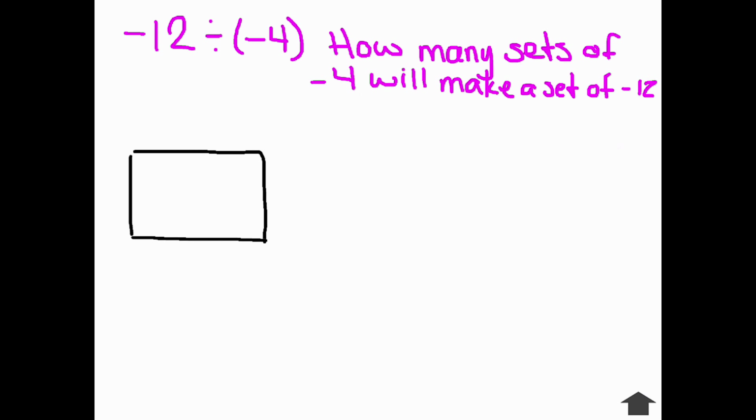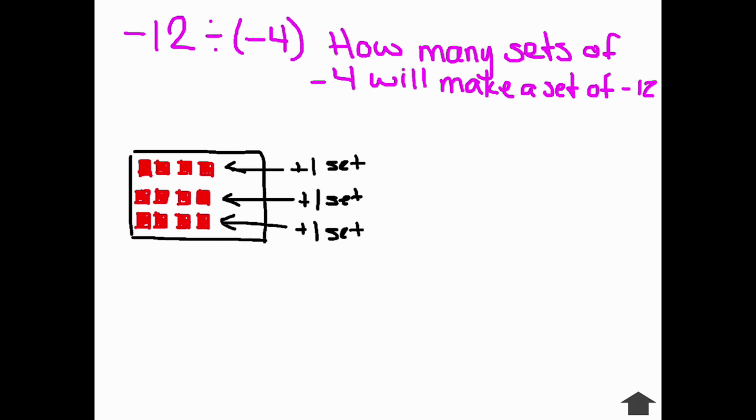As always, I'm going to start with 0. Back in our first example, we were adding sets of 2 until we got to -6. Here, I want to add sets of -4 until I get to -12. There's my first set, my second set, and a third set. Now I have a set of -12. I got that by adding 3 sets of -4.